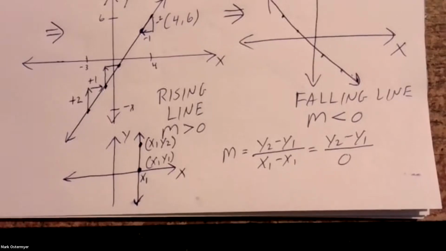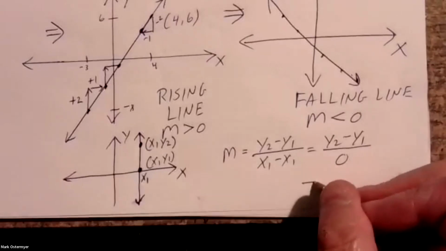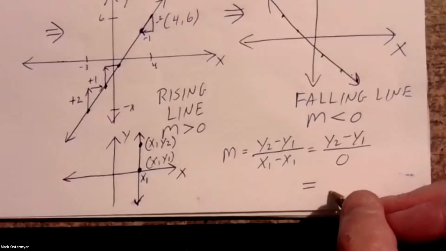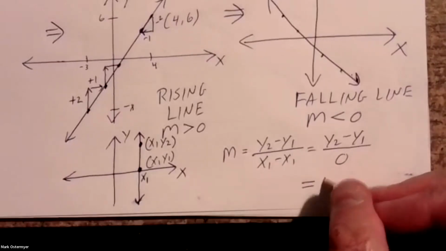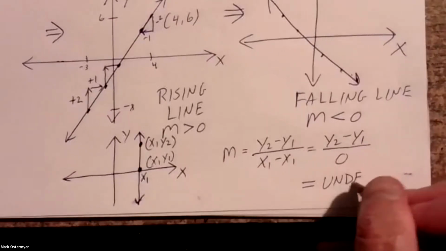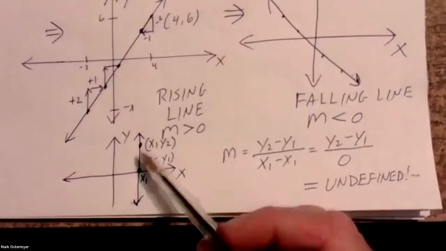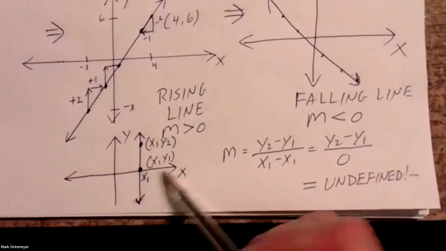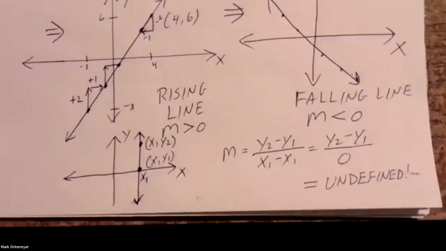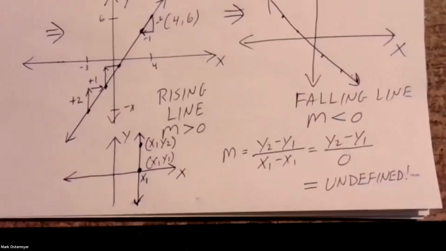It's not 0. When you divide anything by 0, you get an undefined quantity. So the slope of a vertical line is undefined, because all you have is rise. There's no run, the whole rise. Okay. All right, how about a horizontal line? What would be the slope of a horizontal line?